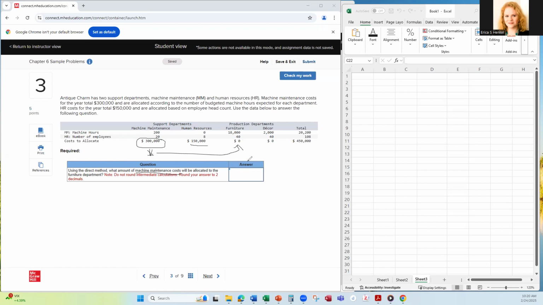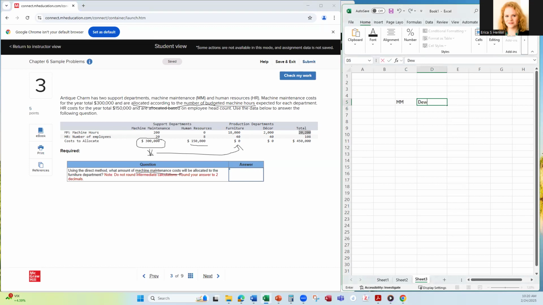Now, machine maintenance is allocated based on the number of budgeted machine hours. So the first thing we want to do is look at the departments that we're going to be allocating this to and say, hey, how many machine hours do we have? And what portion of it goes to each department. So furniture has 18,000. This total here is wrong. I don't know what's up with that, but we've got 18,000 and 2,000.